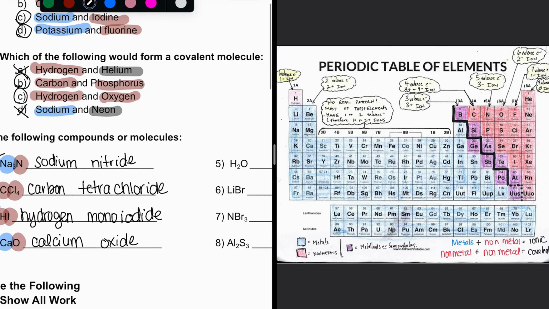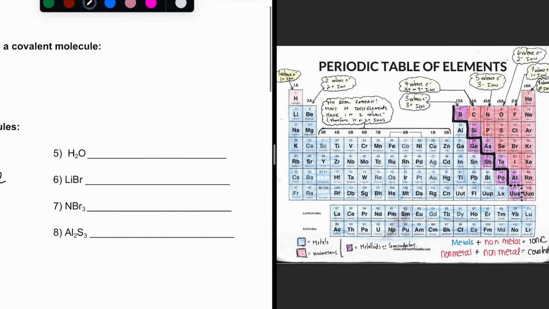All right, let's look at 5 to 8 over here. So hydrogen is a nonmetal. Oxygen is a nonmetal. That is a covalent bond. So I'm going to use my prefixes. I have 2 for hydrogen, so it's going to be dihydrogen. And 1 oxygen is going to get the prefix mono, so monoxide, sorry.